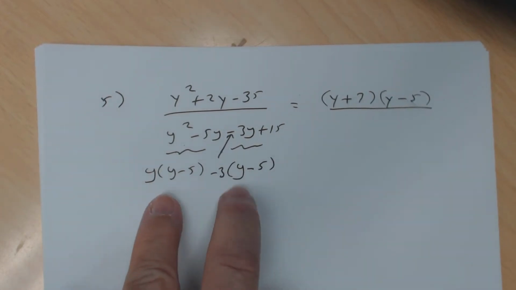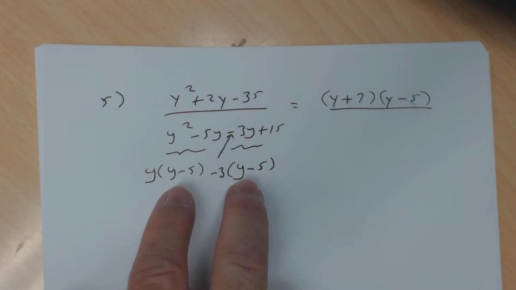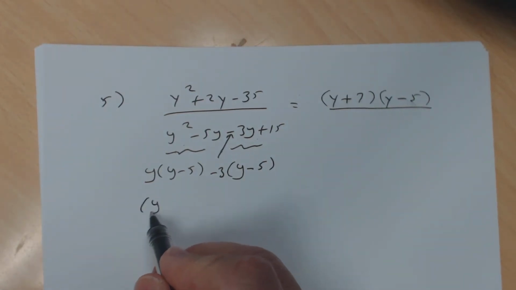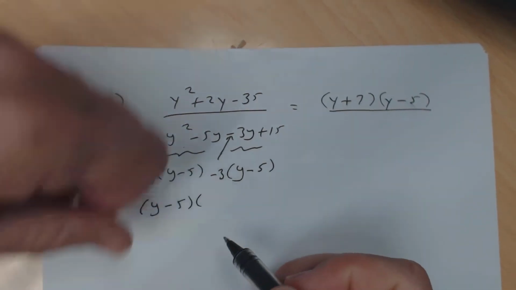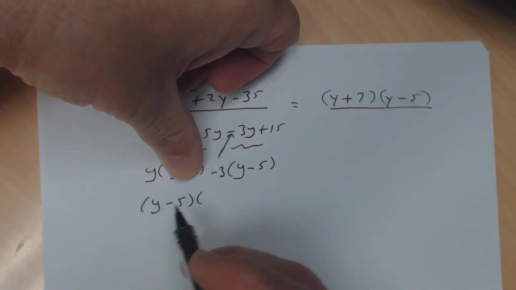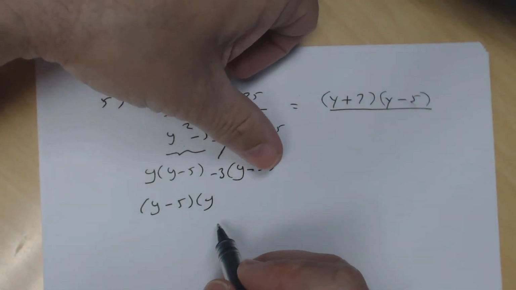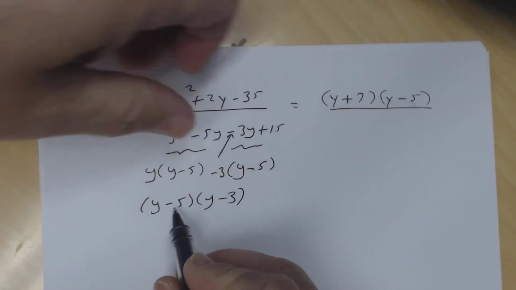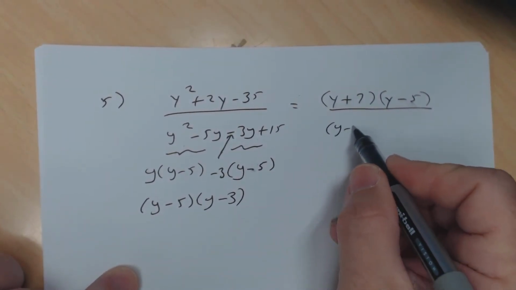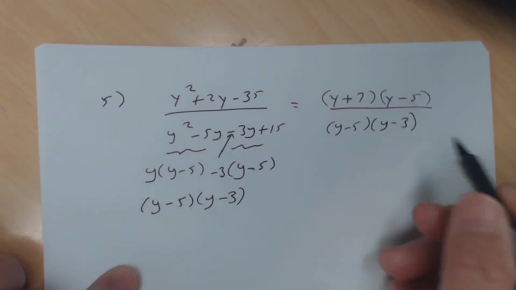And notice these 2 groups right here, they have y minus 5 in common. So you're going to factor out the y minus 5, and you're left with, now when you factor out the y minus 5 from this group, you're left with y. When you factor out the y minus 5 from this group, you're left with negative 3. And that's going to go here. So y minus 5 times y minus 3.